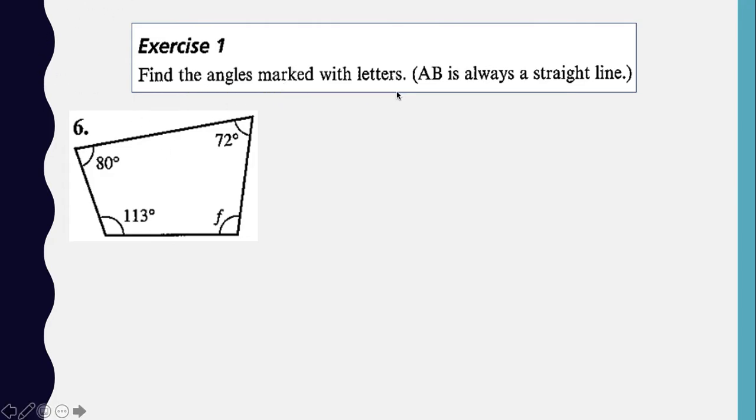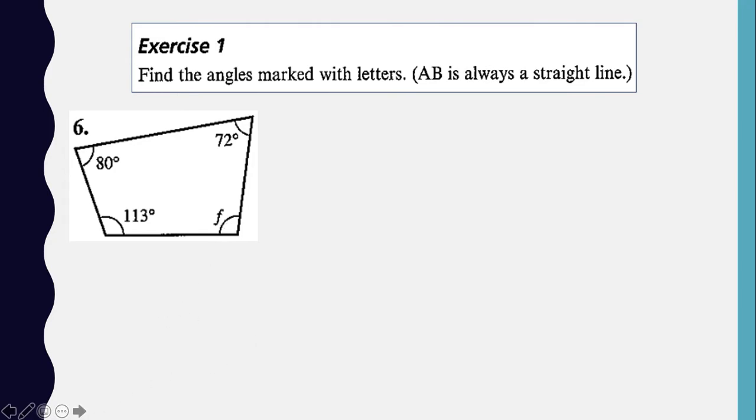Find the angles marked with letters. AB is always a straight line. That's the question in the textbook. The same question is in this diagram, but there's no AB. Some of the questions have AB, that is why they have given the general point. Now what is the question? Find the angles marked with letters. Here it's a quadrilateral. We'll have 4 angles. One of the angles is marked with a letter. That means that is an unknown angle. We have to calculate the unknown angle.